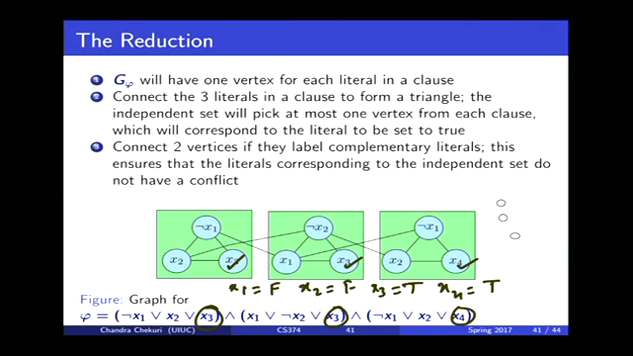But the converse is the difficult direction. What do I need to convince you? That if this graph does have an independent set of size m, then the formula is satisfiable. Let's take any independent set of size m in this graph. I have to give you a satisfying assignment for the formula from that. If I give you an independent set of size 3 in this graph, you should be able to create a satisfying assignment. How will you do that?